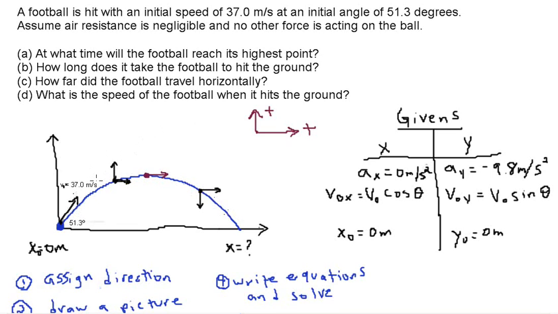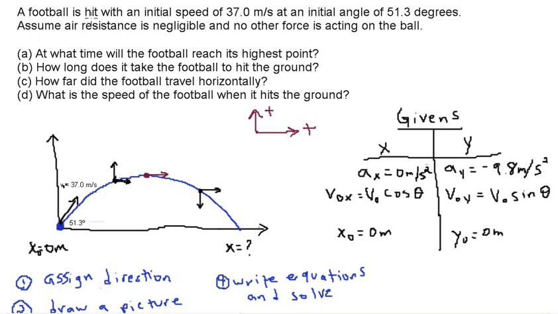And the next word that you need to know is what a projectile is, because this unit is on projectile motion. So a projectile is simply anything that is given an initial velocity. So in this case, the football is the projectile because it's given an initial velocity when the football is kicked. Okay, let's read the problem.